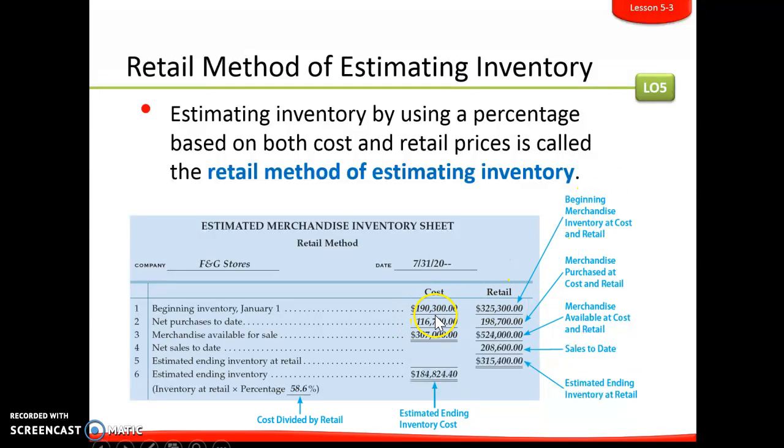So beginning merchandise inventory at cost and at retail. Then we have our merchandise purchased at cost and at retail. Then we have our merchandise available for sale, cost and retail, and then the sales to date. Here we have our estimated ending inventory at retail, and then our estimated ending inventory at cost. Here, notice again, they show us in parentheses, we're taking the inventory at retail times the percentage of 58.6.